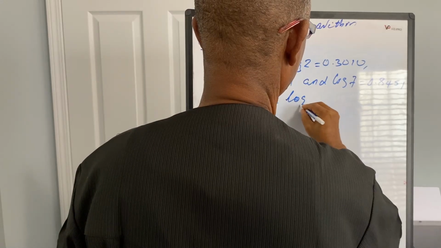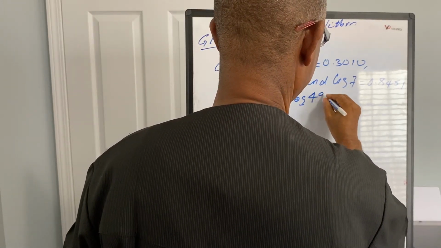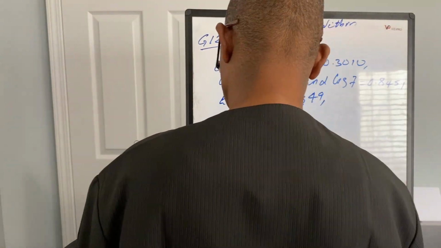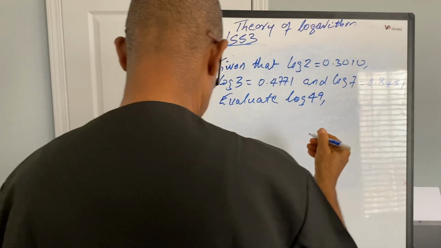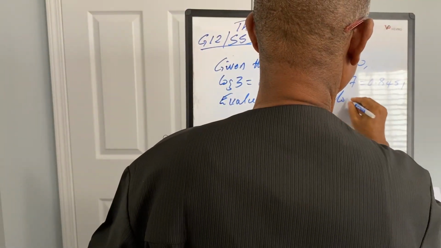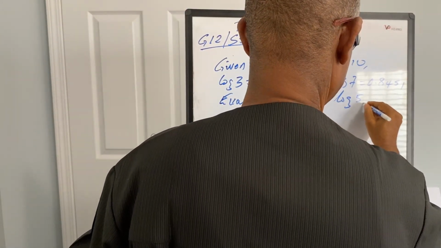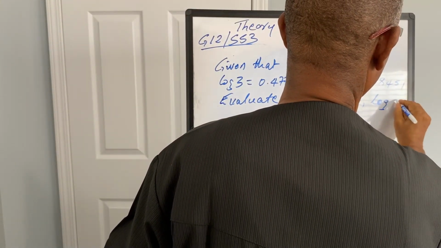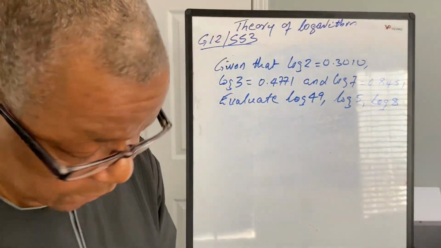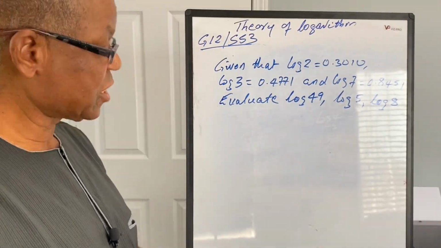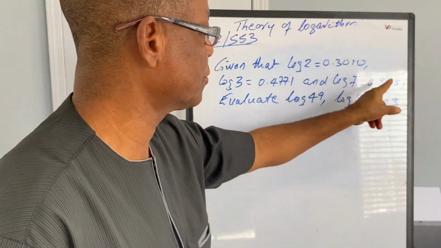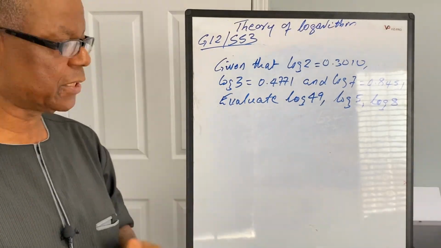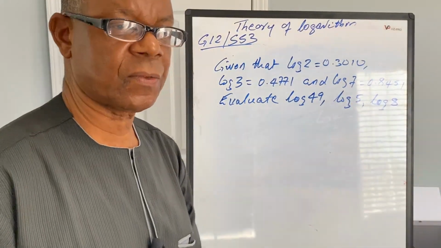log 49 as A, also log 5, and lastly, for this example, log 8. By this question, we are expected to use only these given logs. We're not expected to go to the table to solve each of these questions.